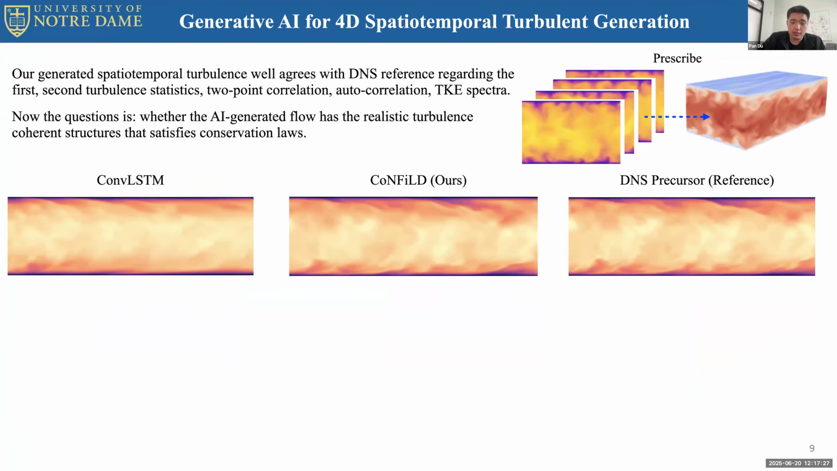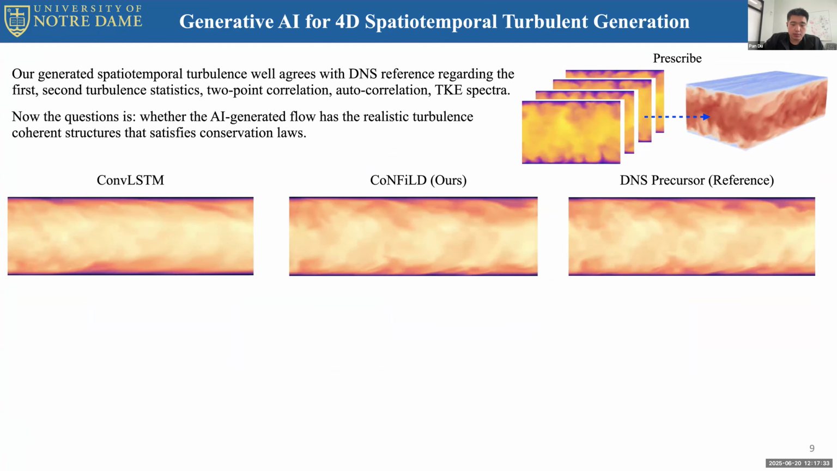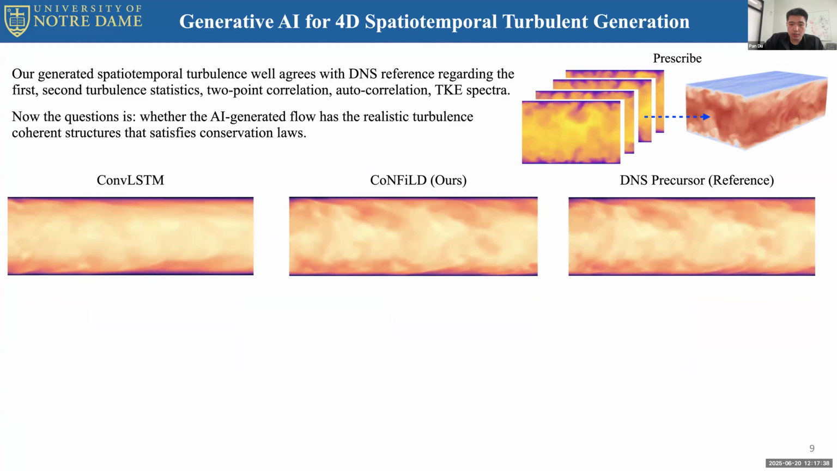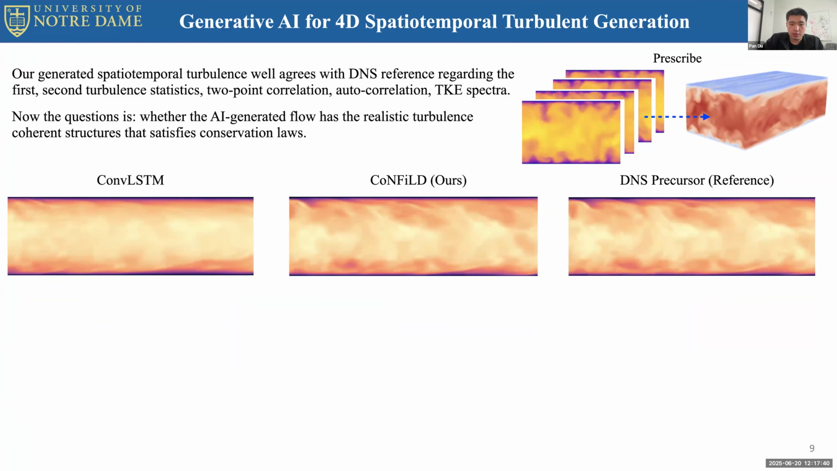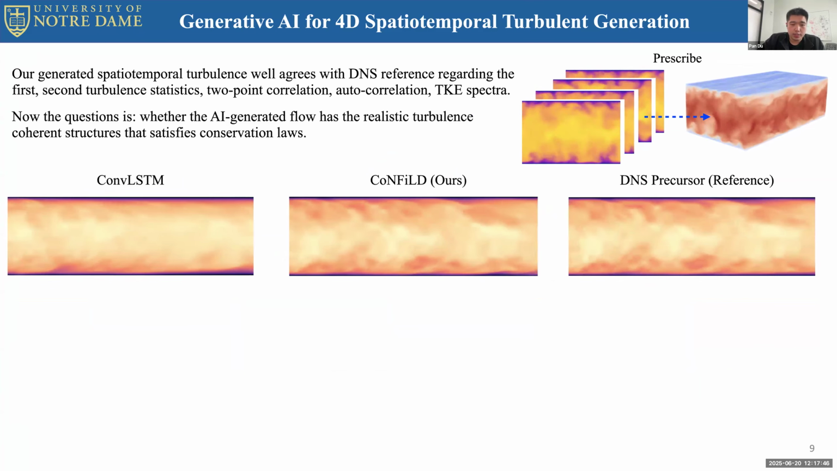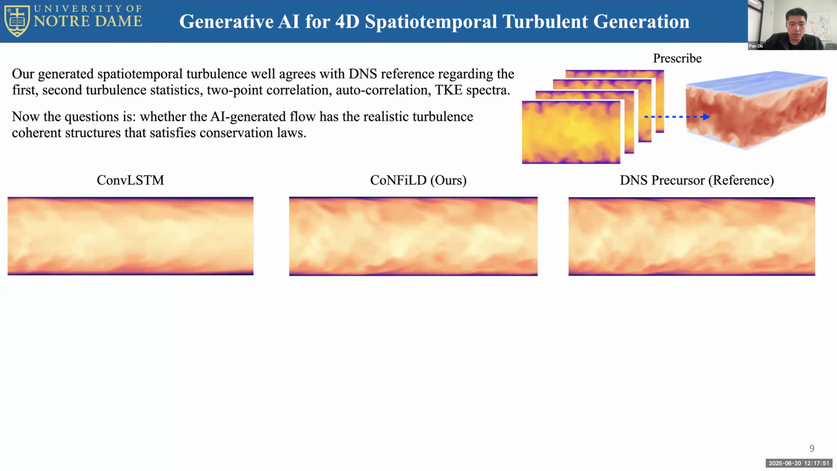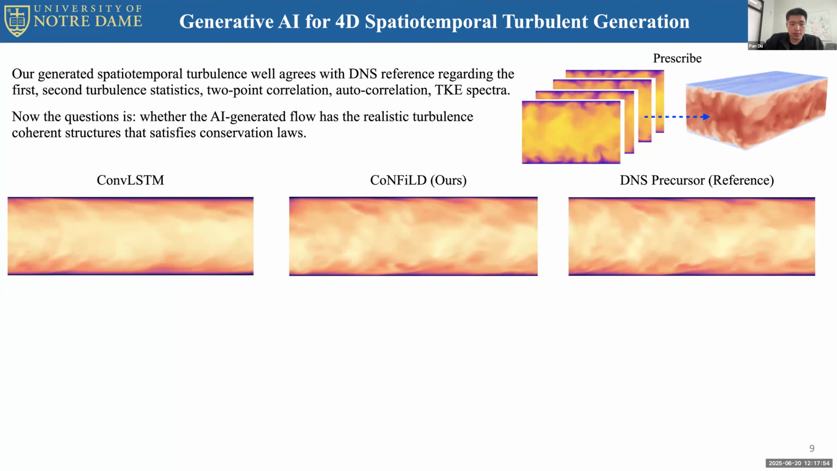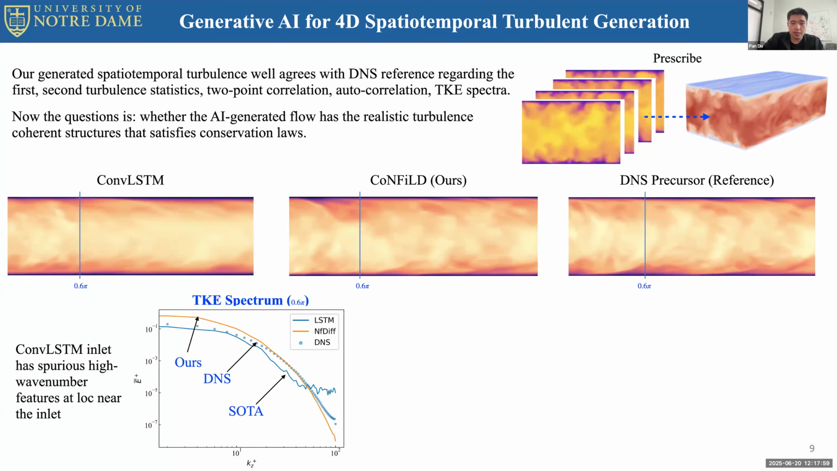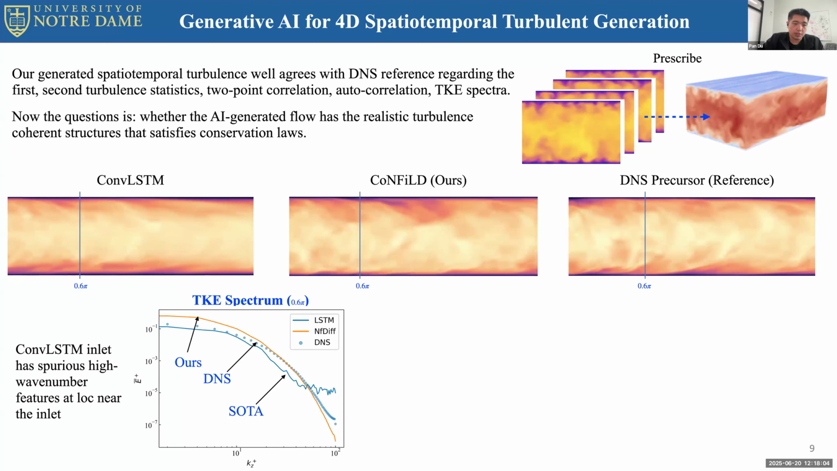Furthermore, one question people may wonder is, are those generated turbulence flows physical? And we actually put those inlet snapshots into a 3D turbulence channel flow and let it develop forward downstream so that we can check if the flow is fully developed into turbulence or not. So we use a traditional approach such as convolutional LSTM as a baseline, and it is compared with our CoNFiLD model and also compared with a DNS precursor simulation.